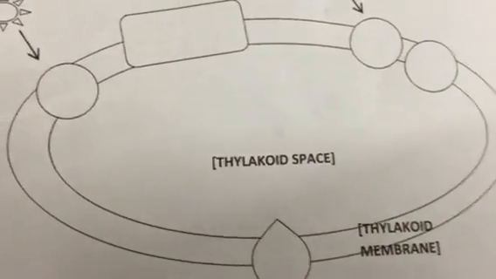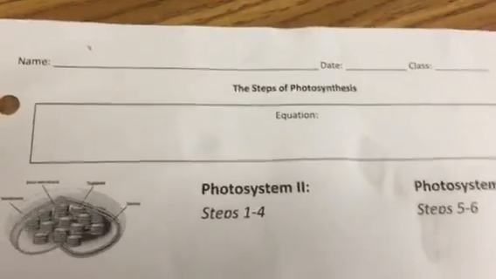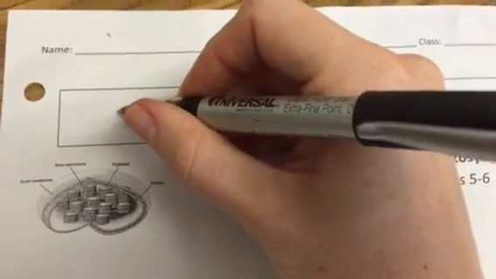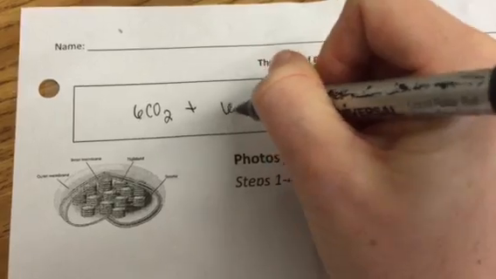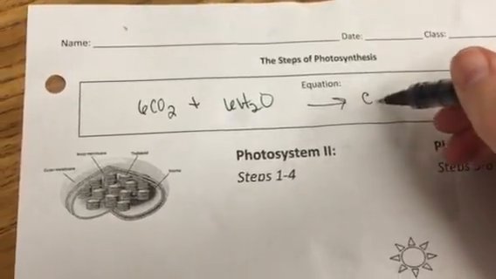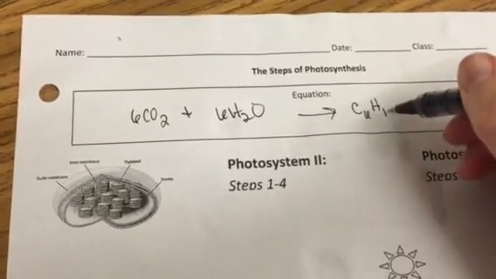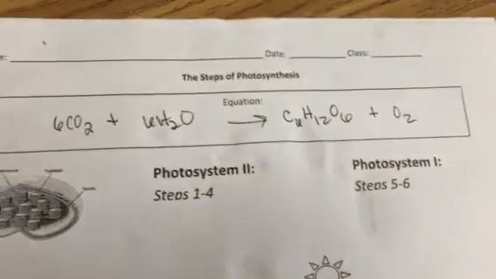And I've got a big thylakoid down here. Anything that's happening in this thylakoid happens in all of those. And outside we have the stroma. And before we actually get started, we need to write our equation for photosynthesis. So we're going to start out with 6 CO2 plus 6 water molecules yielding glucose and oxygen as waste.